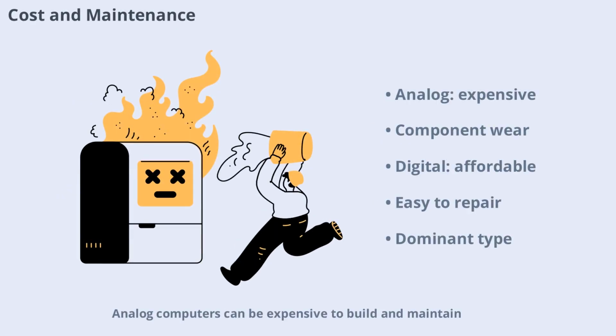Analog computers can be expensive to build and maintain, especially as their components wear out over time. Digital computers benefit from mass production and standardized parts, making them more affordable and easier to repair or upgrade. This cost advantage has helped digital computers become the dominant type in most fields.